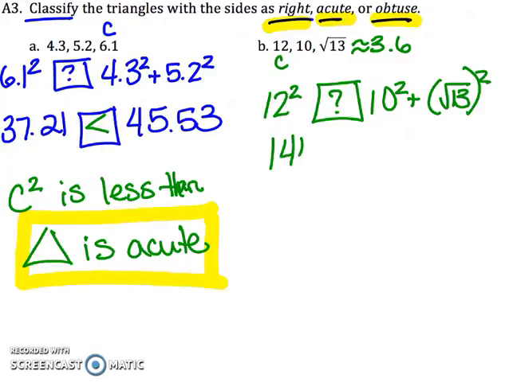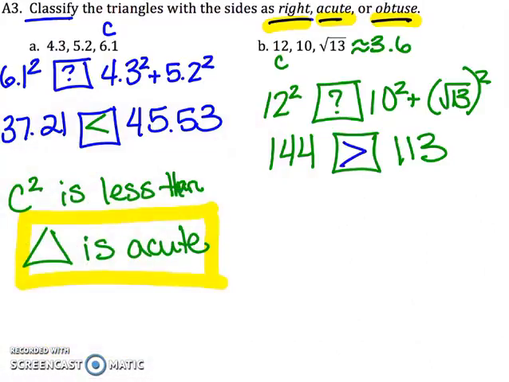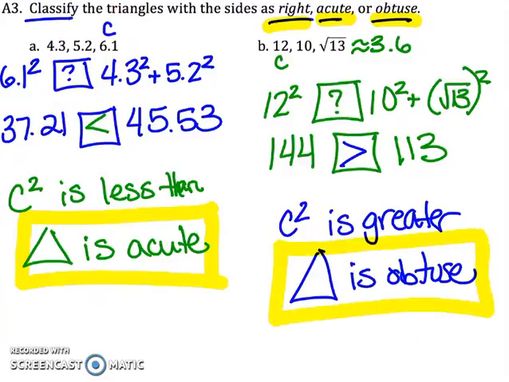12 squared is 144. And on the other side, 10 squared is 100. The square root of 13 squared is 13. So that gives me a total of 113. Now, I know that 144 is greater than 113. So since my C squared is greater, then I know my triangle is obtuse. And that answers my question. The question was, is it right, acute, or obtuse? And the answer is obtuse.